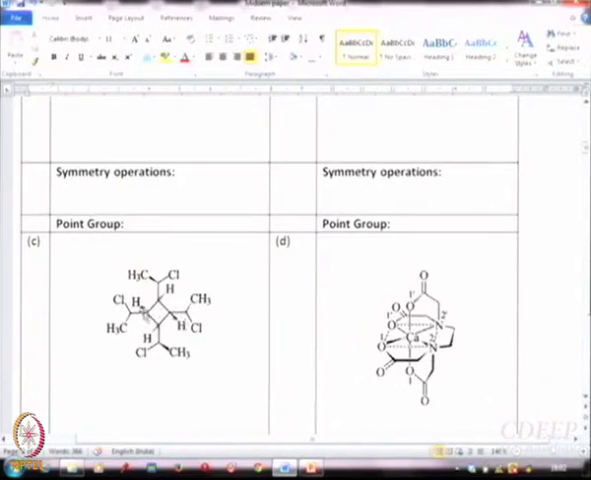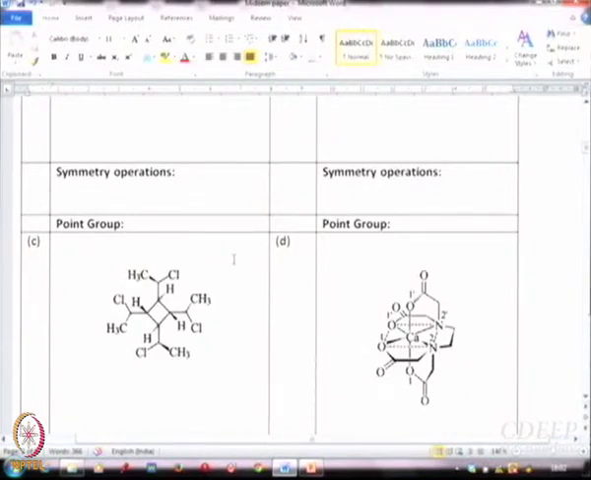What about this H? This H is above the plane, this H is also above the plane. That's okay. This is below the plane, that is below the plane, that is fine. And what else? This CH3, okay, fine. So which axis is it? Looks like it's a C2 axis. Right. Is there any other axis or plane or anything?